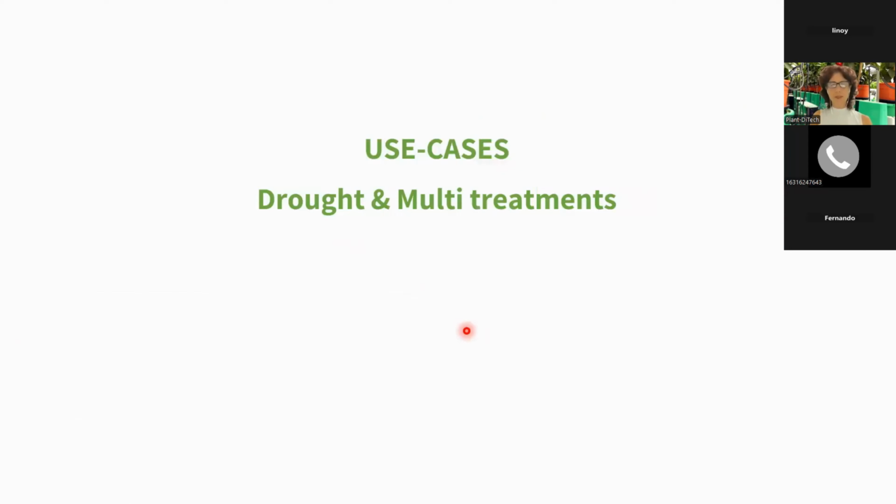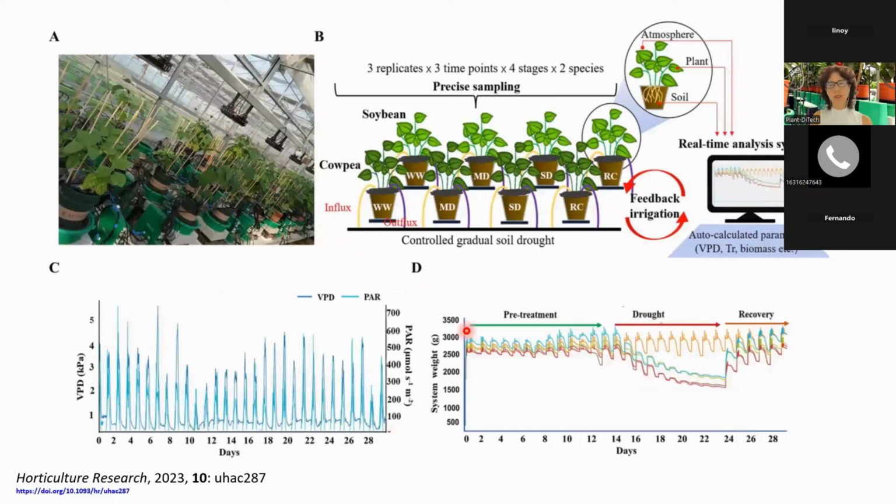I'll talk about some use cases to give you an idea of what can be done with the system and how it can be done. So we discussed a lot about drought, and we have many, many papers dealing with drought. The system is really designed for drought experiments, as you could see, with the soil water content control and also the continuous measurement and so forth. And you can see here a paper from China with cowpea and soybeans. We replicated 3 time points, 4 stages, and 2 species, where we measured the environment together with the plant, and you can see here the structure of the experiment.